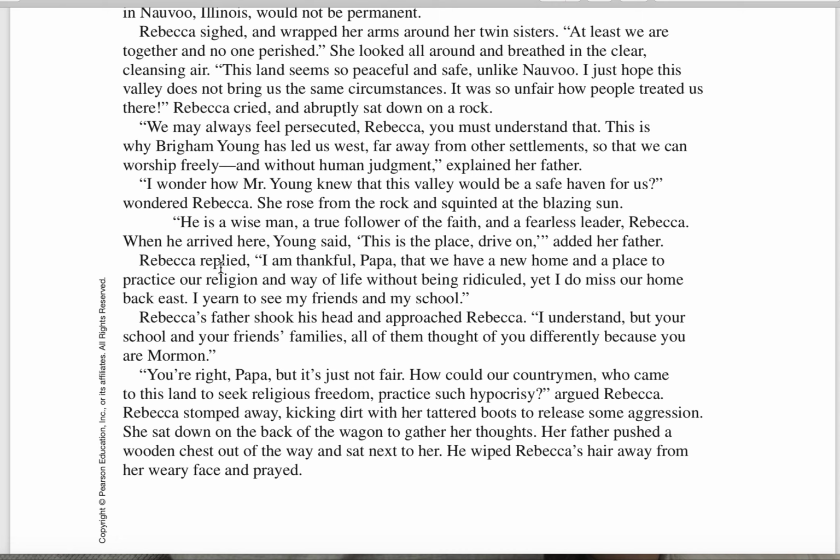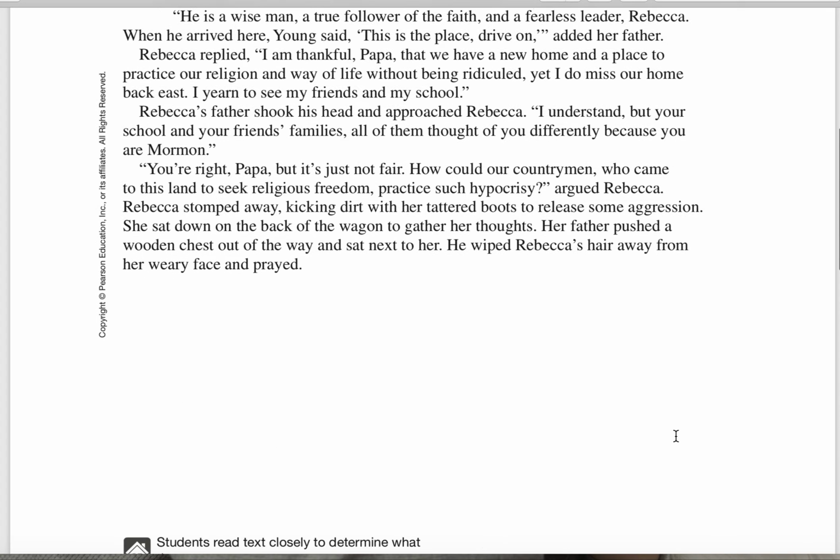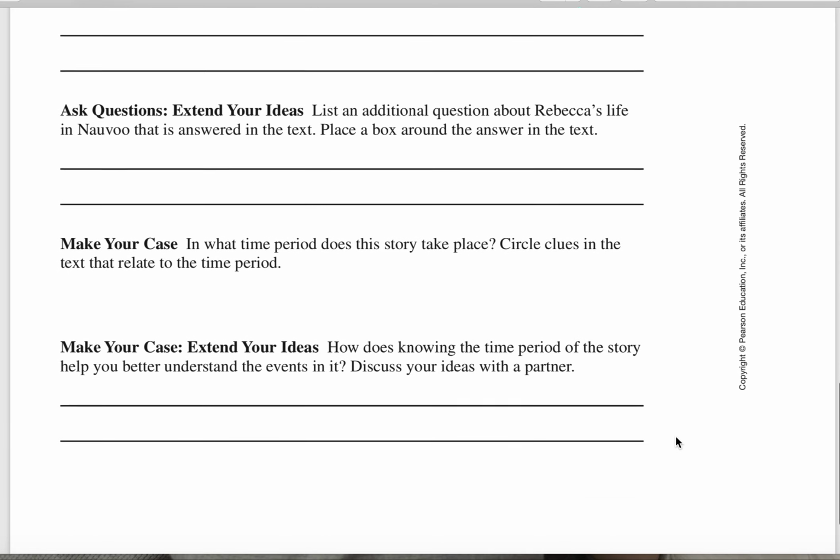It says in this third to last paragraph, Rebecca replied, "I am thankful, Papa, that we have a new home and a place to practice our religion and way of life without being ridiculed. Yet I do miss our home back east. I yearn to see my friends and my school." Rebecca's father shook his head and approached. "Rebecca, I understand, but your school and your friends' families all thought of you differently because you are Mormon," which is her religion. So finding something that you could ask and then answer in those 2 paragraphs would be a great place to be looking for answers there. And remember, you need to box that answer in.